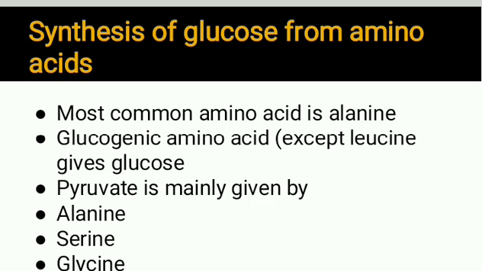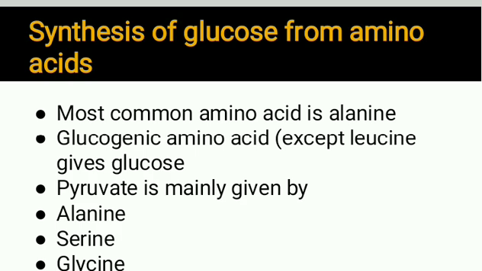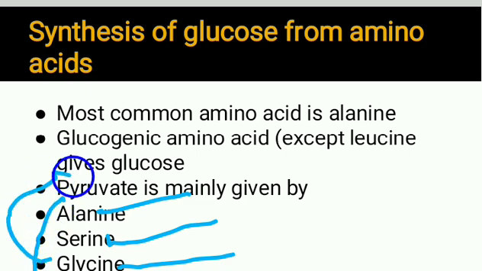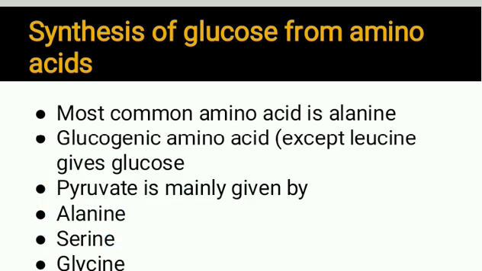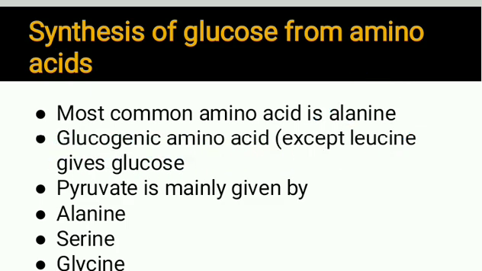Some amino acids are also used for the synthesis of glucose molecules. How are these used? Alanine, serine, glycine, cysteine: these are the 4 amino acids. Basically, these amino acids are required for the production of pyruvate, and then pyruvate is converted into glucose as I have told you earlier. There is one thing here: alanine, this enzyme is the most important enzyme, and leucine is the only ketogenic amino acid. All the remaining amino acids are glucogenic amino acids.